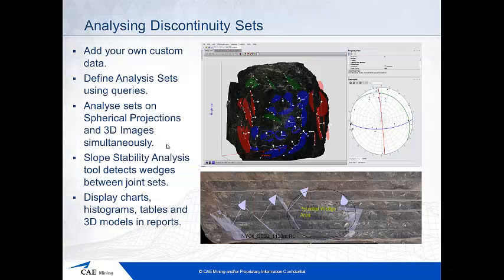Once you've mapped your structures on the 3D image or a mosaic, we can then use the analysis tools in Sirovision to analyze those structures. Sirovision includes basic analysis tools such as stereo plots and rose plots, but also some other more advanced tools such as the slope stability analysis tools. We'll cover these in more detail as we move through the webinar.